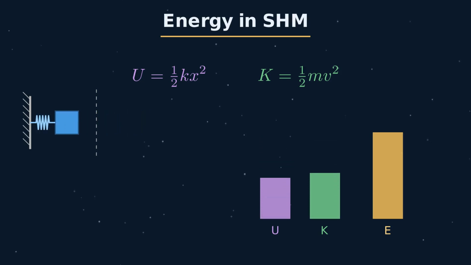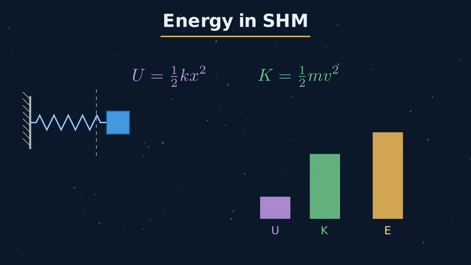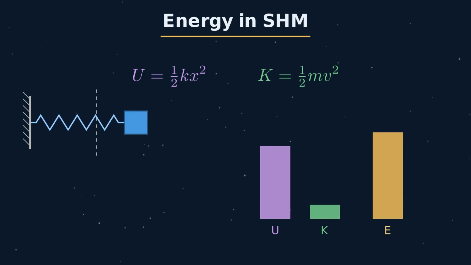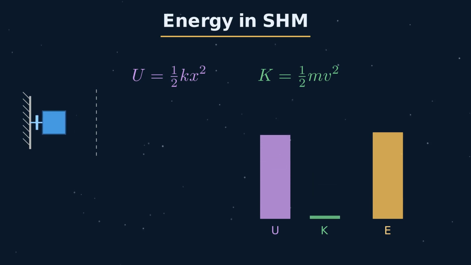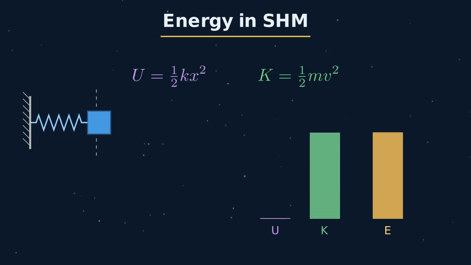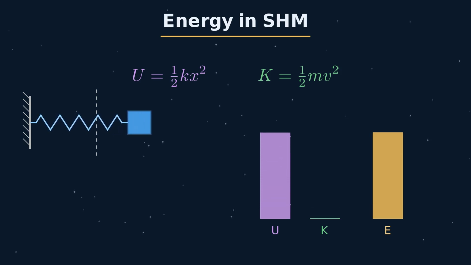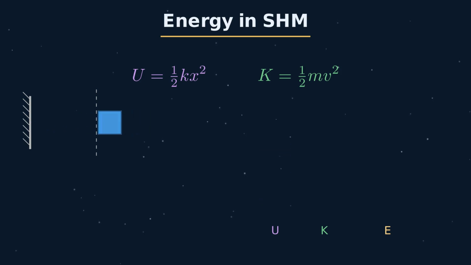At the turning points, the block is frozen for an instant and every scrap of energy is potential. Rushing through the center, it is all kinetic and the speed is greatest. Yet look at the total bar on the right, it never moves.